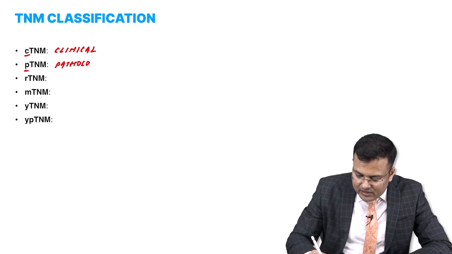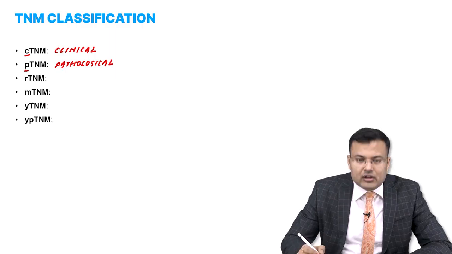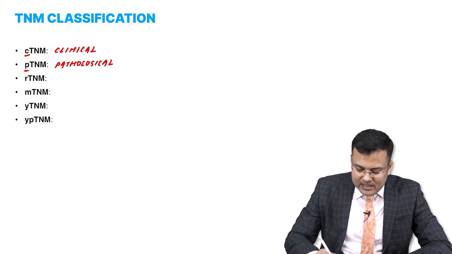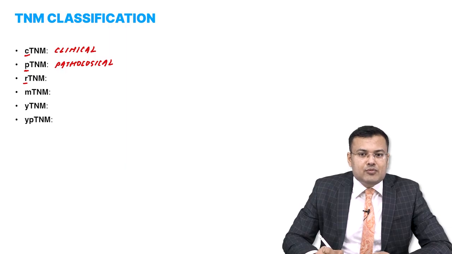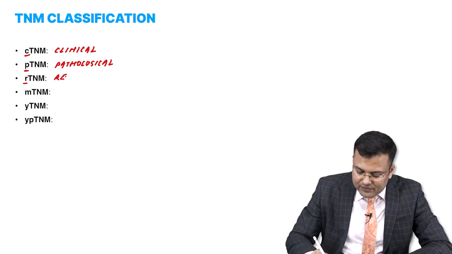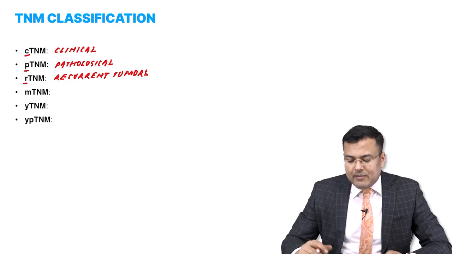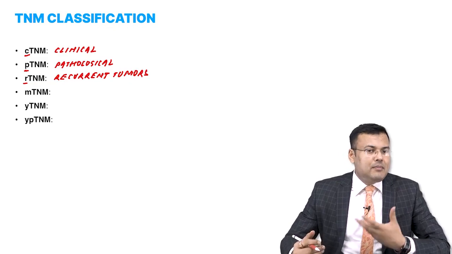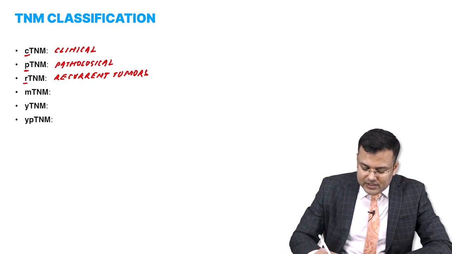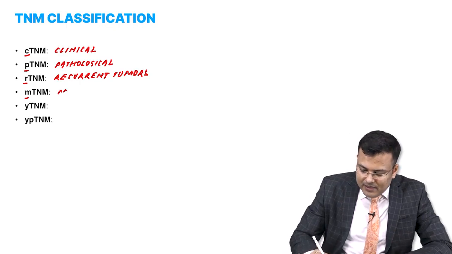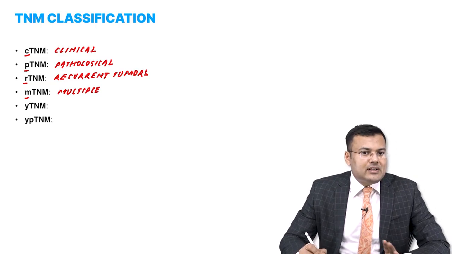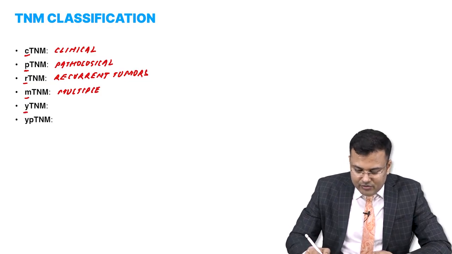P is pathological staging. After that, RTNM, this is for recurrent tumors. Clear? MTNM, whenever there are multiple primary tumors at the same site. M means multiple primary tumors at the same site. YTNM, this you have to remember.